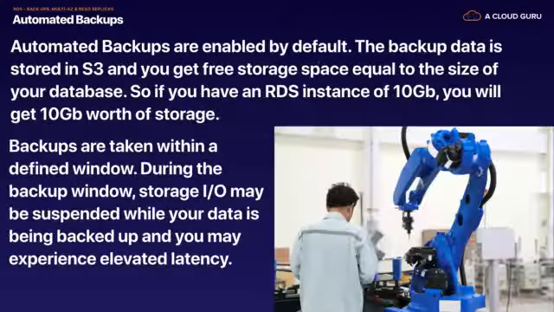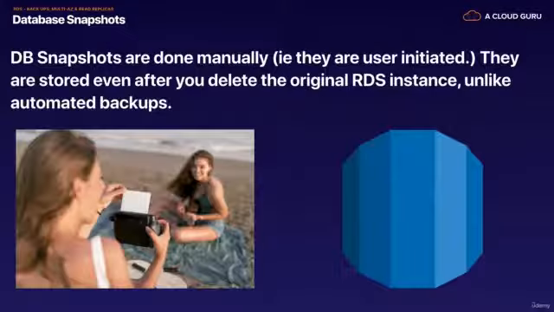retention period. So automated backups are enabled by default, and the backup data is stored in S3, and you get free storage space equal to the size of your database. So if you have an RDS instance of 10 gigs, you're going to get 10 gigs worth of storage. And backups are taken within a defined window. During the backup window, storage IO may be suspended while your data is being backed up, and you may experience a little bit of elevated latency.